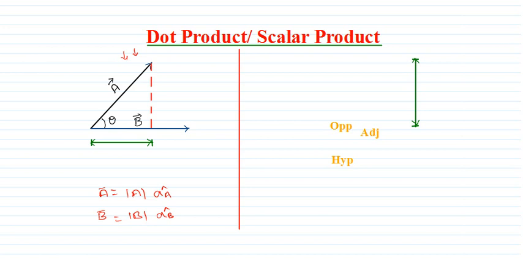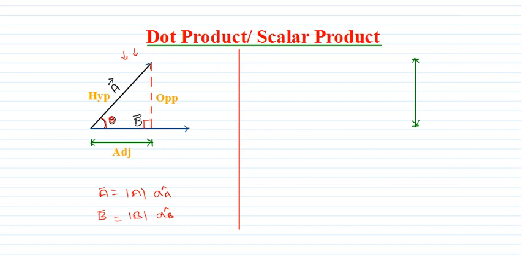Now, once we drop this perpendicular, we get a right angle triangle. This is a 90 degrees angle, and this is an acute angle theta. Now we can write the opposite side, adjacent side, and hypotenuse side for this right angle triangle. This is the hypotenuse side, this is the opposite side, and this is my adjacent side.